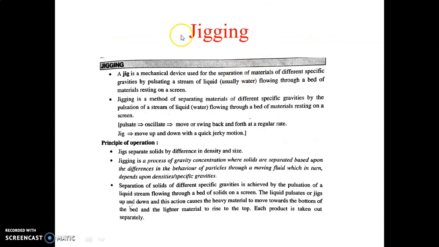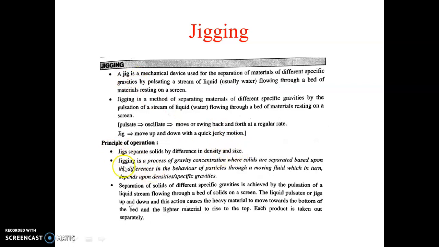So here is the process which is called the jigging process. A jig is a mechanical device which is used for separation of materials of different specific gravity by pulsating a stream of liquid, usually water, flowing through a bed of the material resting on a screen. So there is a screen, and the liquid flows through that bed, and on that bed the materials are separated. That machine is called a jig.